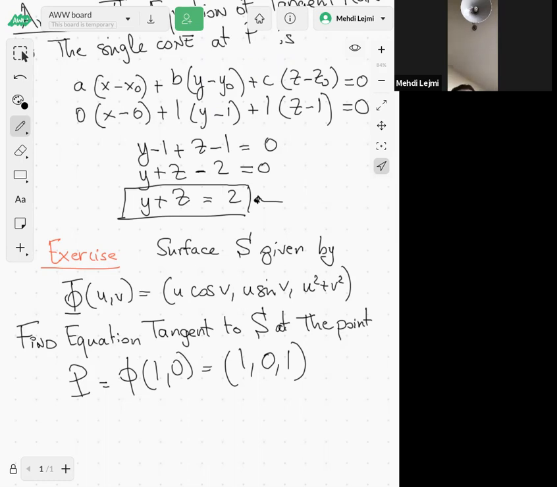Okay, guys, let's say you have 5 minutes to think about this problem. You have the point, all you have to do is to find the normal vector to the tangent plane.